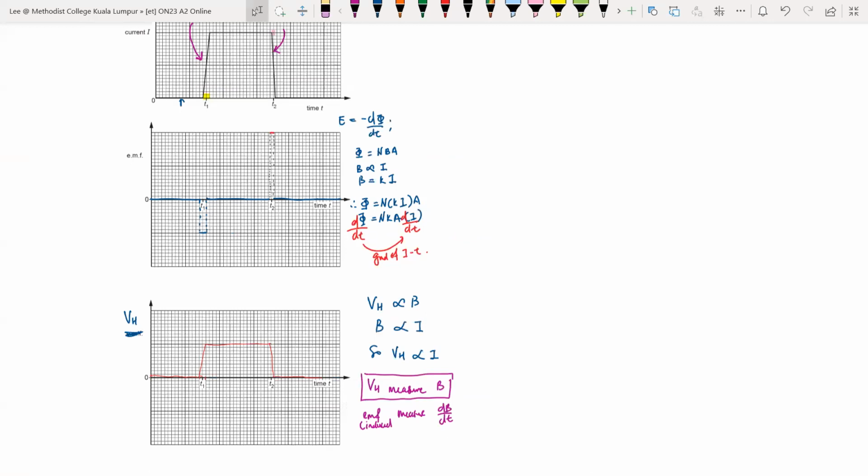So just remember, Hall voltage is to measure whether there is a magnetic field or not. If no magnetic field, no Hall voltage. If magnetic field increases because current increases, then Hall voltage will increase. Induced EMF is to measure whether the magnetic field changed or not. Only when the magnetic field changes, which is around T1 and T2, those are the points where you will have induced EMF.